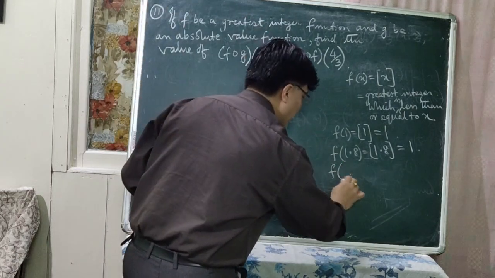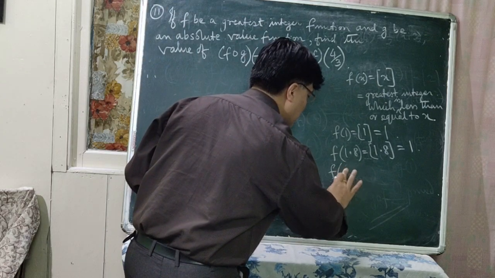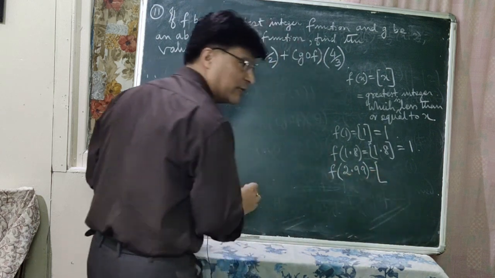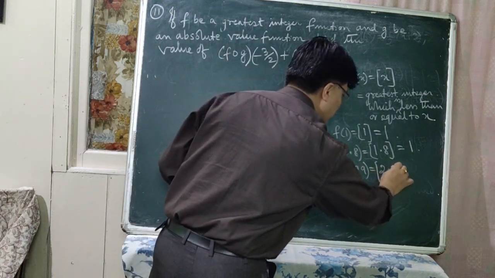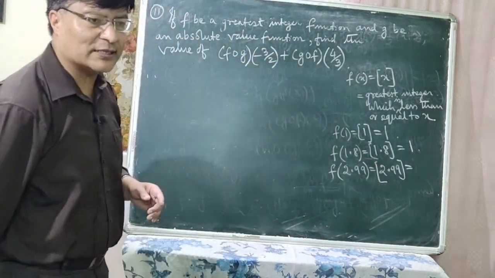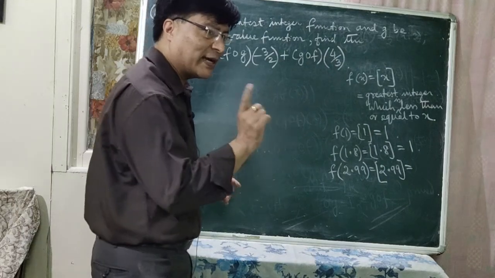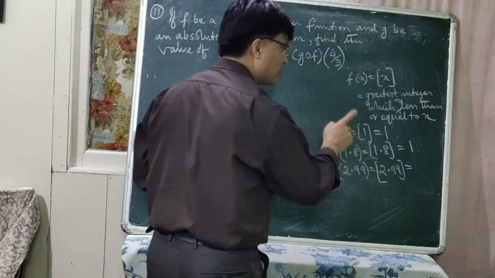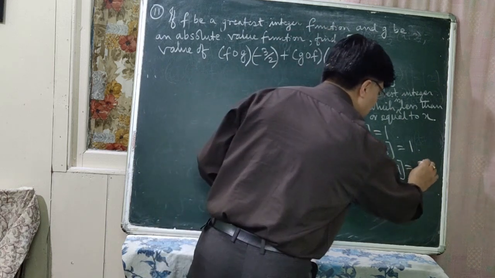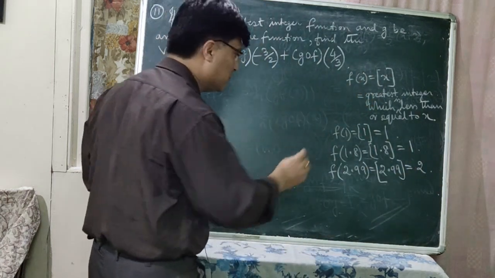If you have f of 2.99, which is equal to [2.99], this means which is the greatest integer which is less than 2.99? That is your 2. Is that clear?